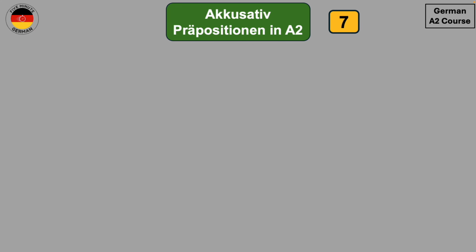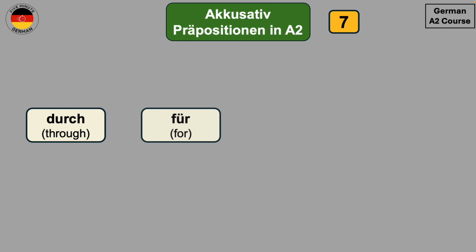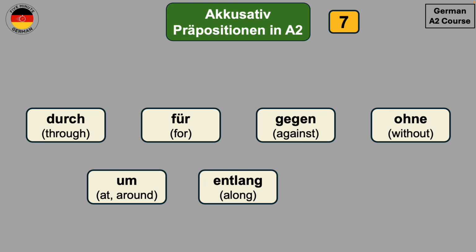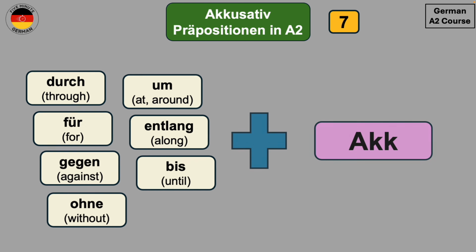So there are a total of 7 accusative prepositions or Präpositionen in A2. These are durch, which means through, für, which means for, gegen, which means against, ohne, which means without, um, which means at or around, entlang, which means along, and bis, which means until. And all of these prepositions take the accusative case.